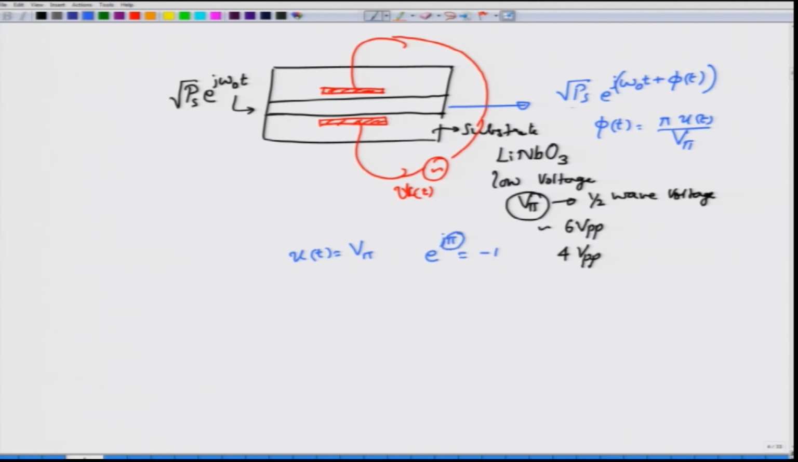So, if you compare this wave at the output to the input electric field, you will see that there is a phase difference of phi of t, and when u of t is equal to V pi, which is a constant, then the output will be out of phase by 180 degrees with respect to the input phase. But this is important, right. So, you have now shown that it is possible for you to modulate the phase by applying an external signal u of t. So, this is the external signal and this is what a phase modulator can do.